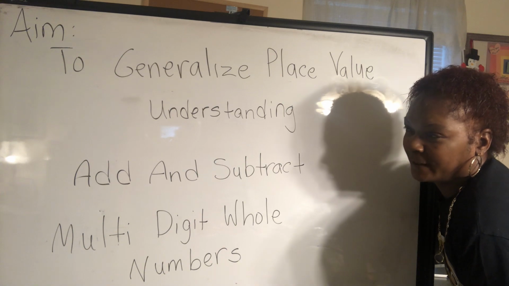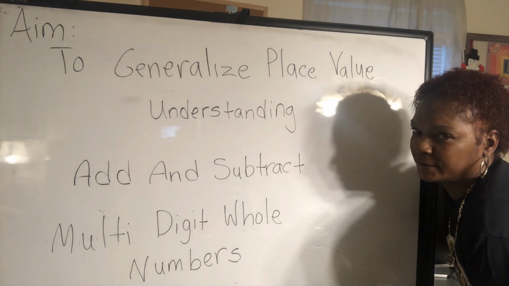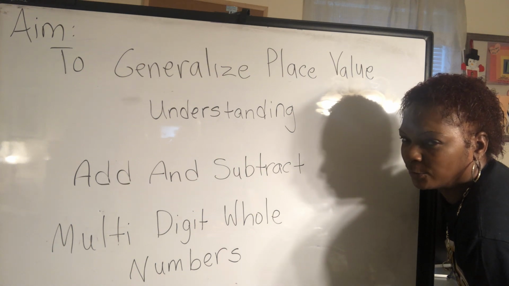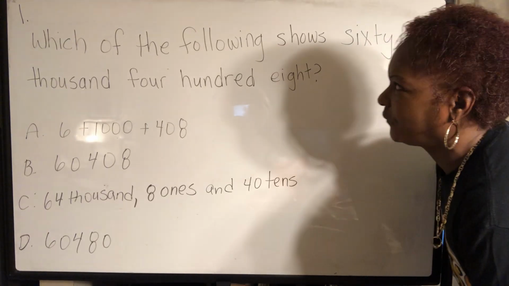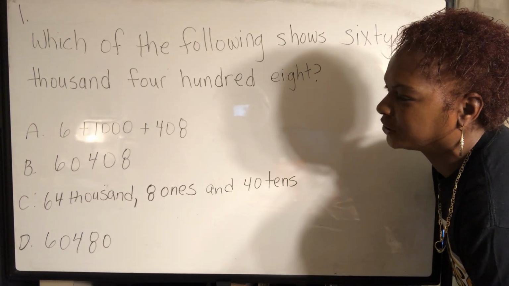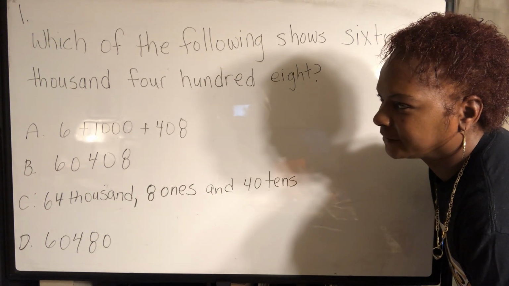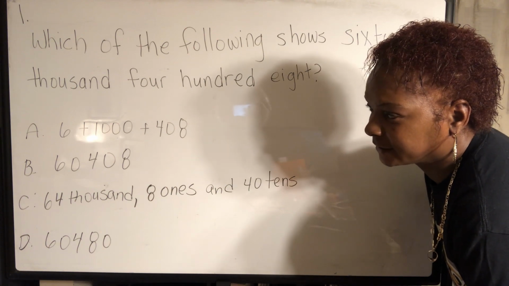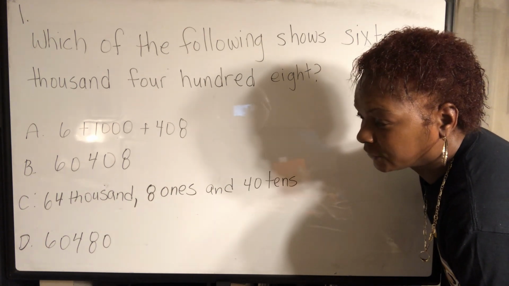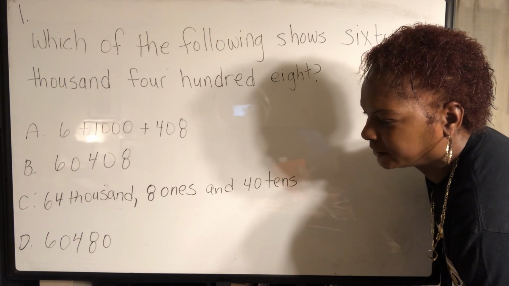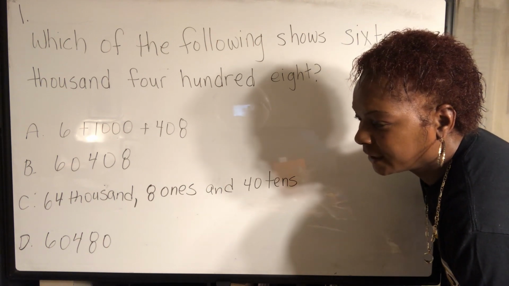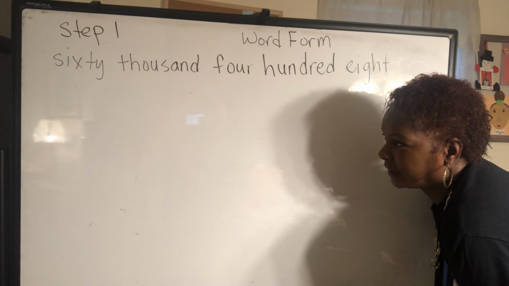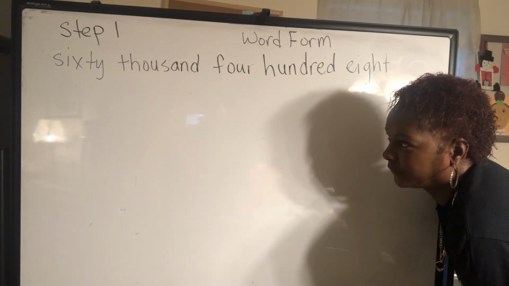So today's aim is to generalize place value understanding. We're also going to add and subtract multi-digit whole numbers. Which of the following shows 60,408? Choice A, 6 plus 1,000 plus 408. Choice B, 60,408. Choice C, 64,000, 8 ones and 40 tens. Or choice D, 60,480. Step 1. We're going to change this word form number into standard form.